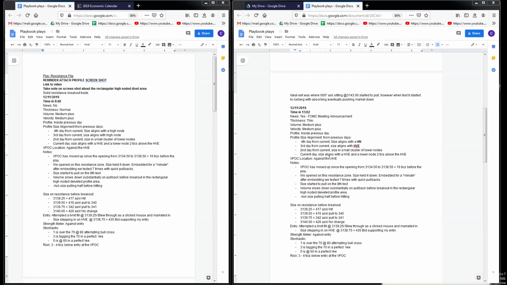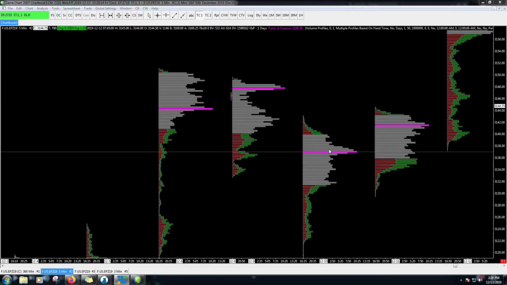So we'll go ahead, size aligns with VPOC. VPOC for me is going to be the major point of control. I'm going to have other points of control, but when I say VPOC from this point forward, that is this purple, the biggest node.